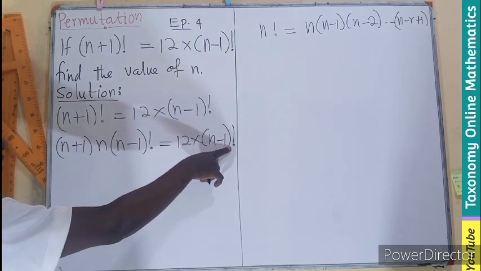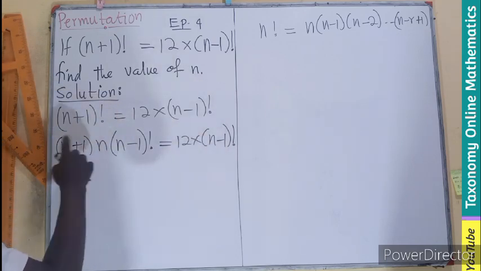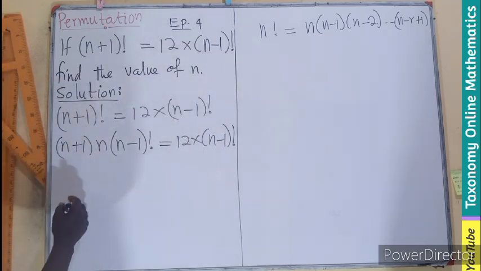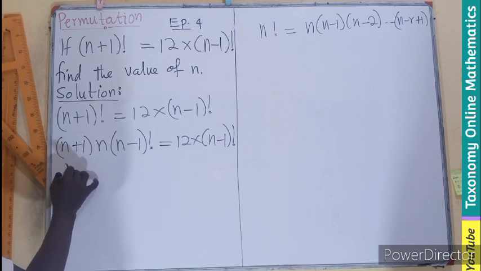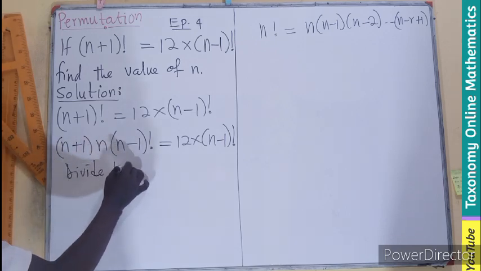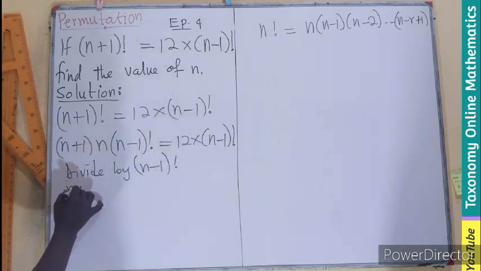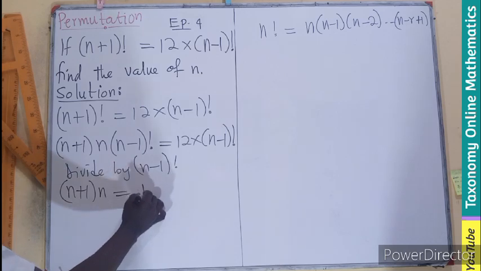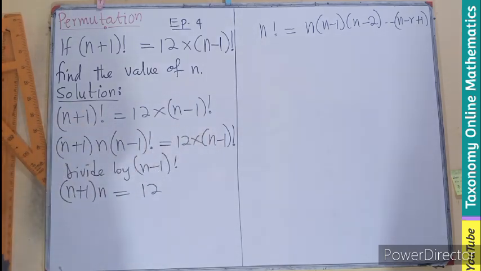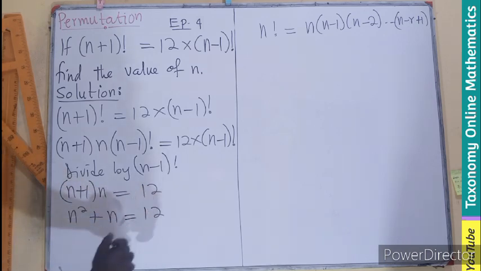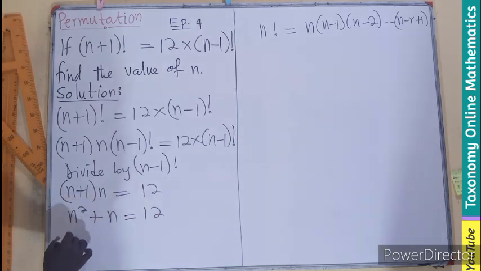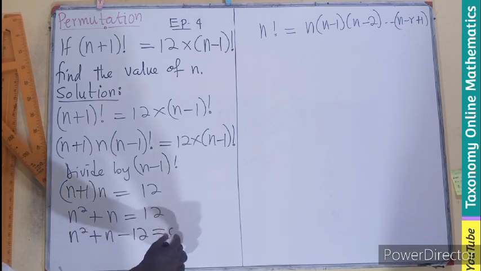You can see n minus 1 factorial is common to both sides, so we divide by that value. Meaning I should be dividing by n minus 1 factorial, and that will give you n plus 1 times n equals 12. This and this cancel out. We can expand here to have n times n, which is n squared, plus n times 1, which is n, equals 12. Let's transpose the 12 to have n squared plus n minus 12 equals 0.